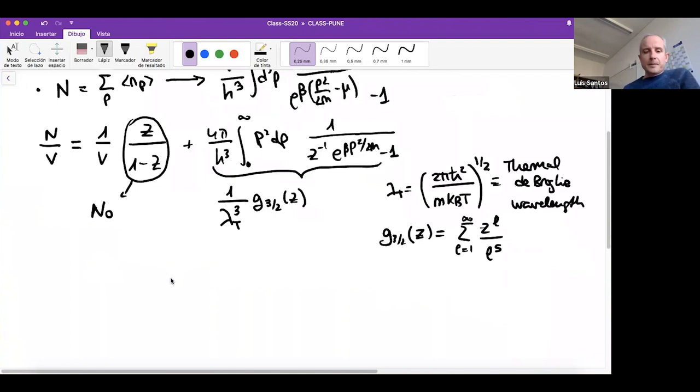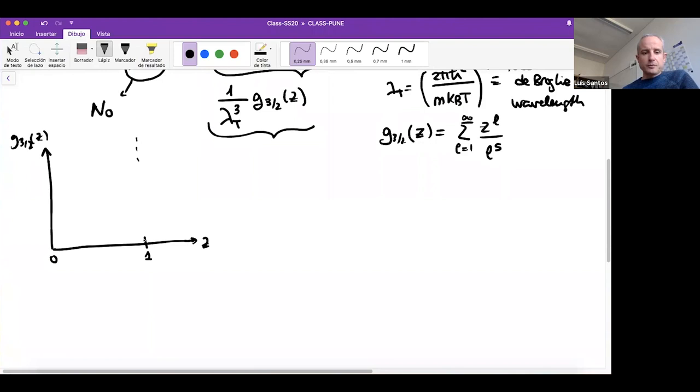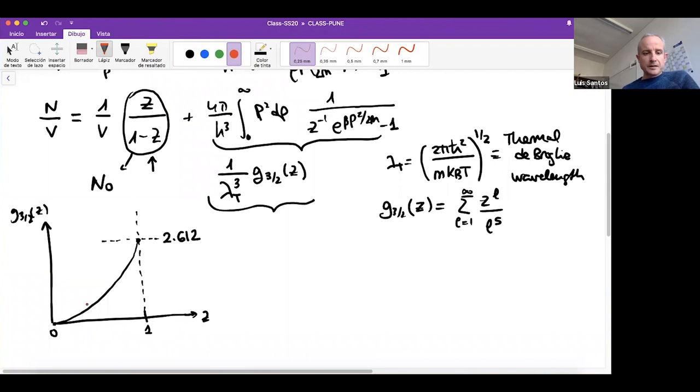But equally important is the fact that this quantity here is actually bounded. So if you look at the form of this function, g_{3/2} of z, versus z between zero and one, you would see that this function looks something like this. It has a maximum, it does not go up from there. And this maximum is 2.612. Whereas this here diverges when you go to the chemical potential equal to zero.